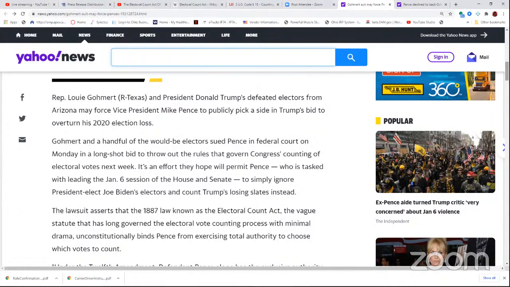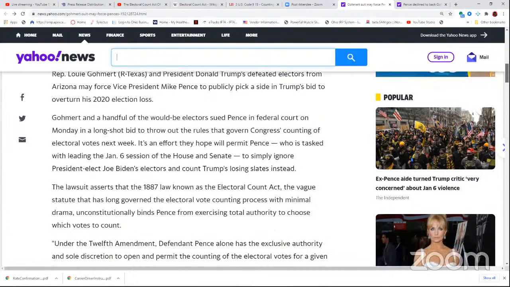So pretty much their plan was to just ignore counting all of Biden's votes, but count all of Trump's votes. Like, I don't understand what that was supposed to be.